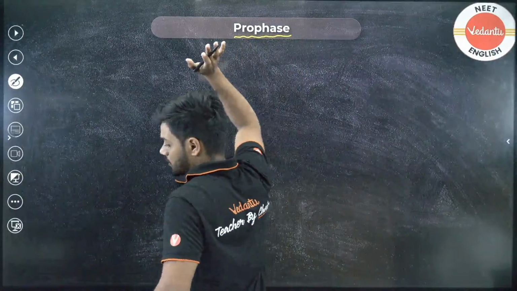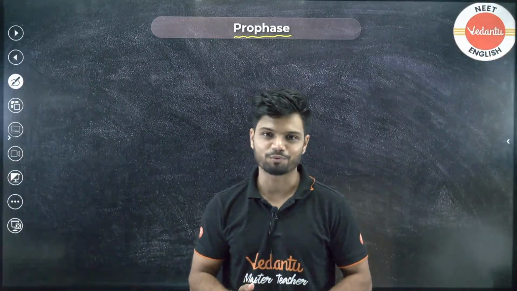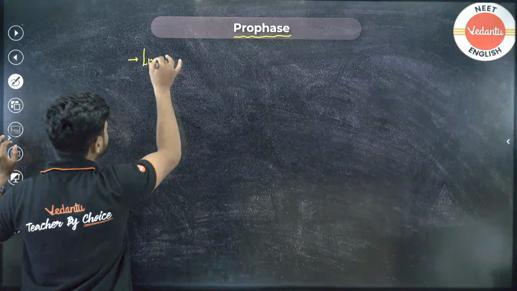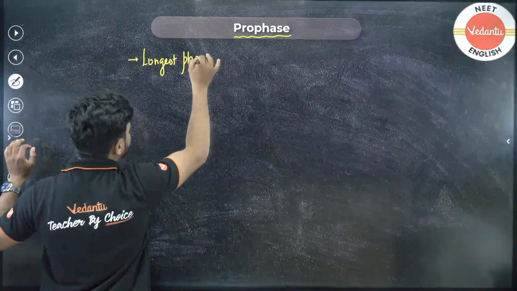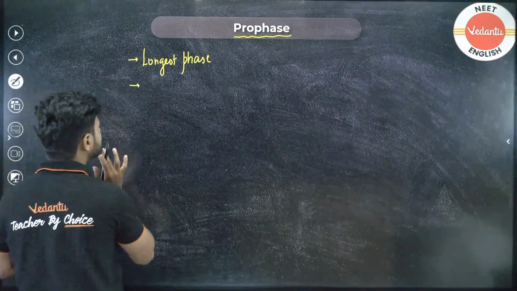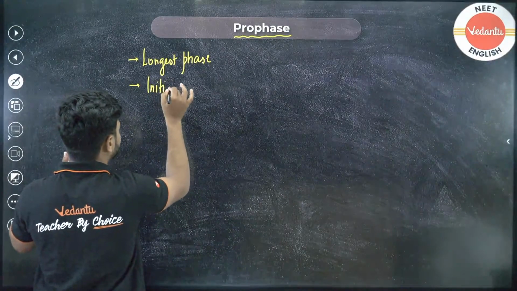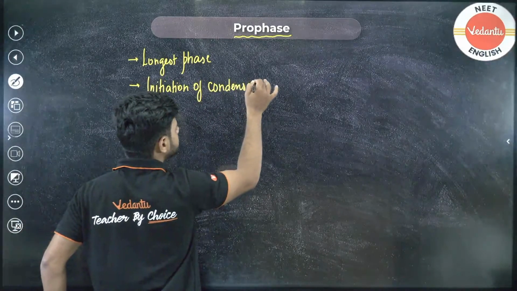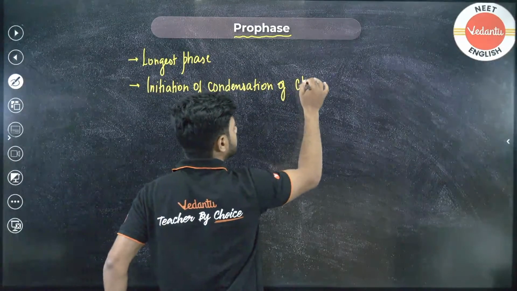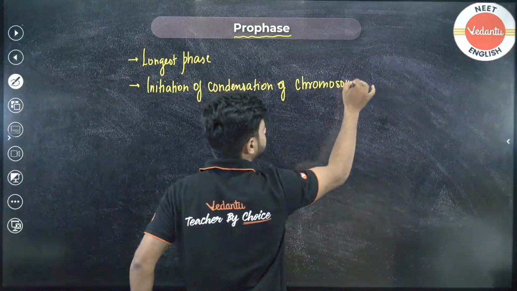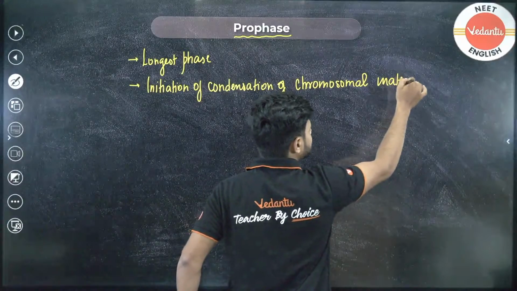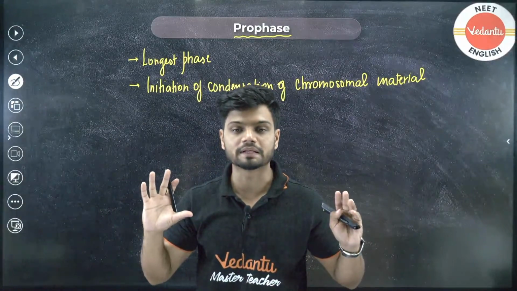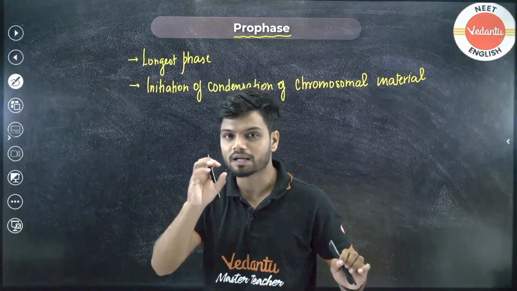Now, what exactly happens in prophase? Listen to me very carefully. First of all, prophase is actually the longest phase. The main thing happening here is initiation, the starting of condensation of chromosomal material. So the chromosomal material is getting condensed here.